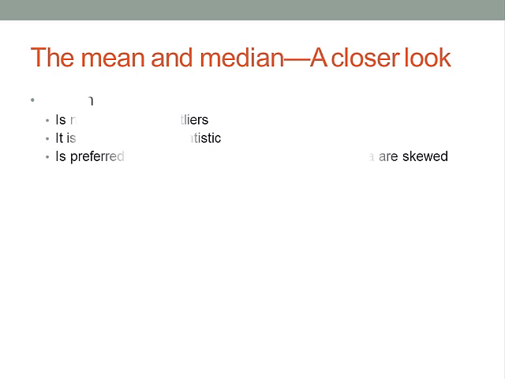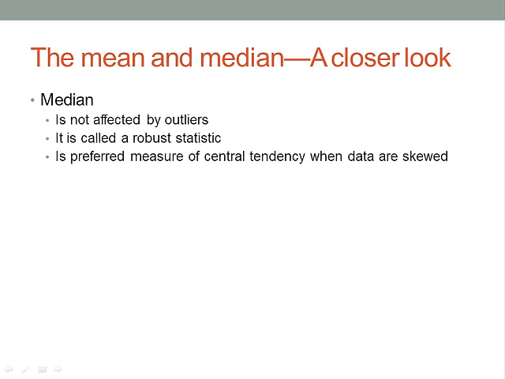So the mean and median, a closer look. Let's just look at some of the characteristics of the median. It is not affected by outliers. If I have a data set, and let me just make one up real quick, 3, 4, 5, and an outlier comes in here of maybe 100, our median doesn't change that much, right? The median in this data set was 4. The median in this new data set is 4.5. Not that big a deal. But the mean would change significantly.